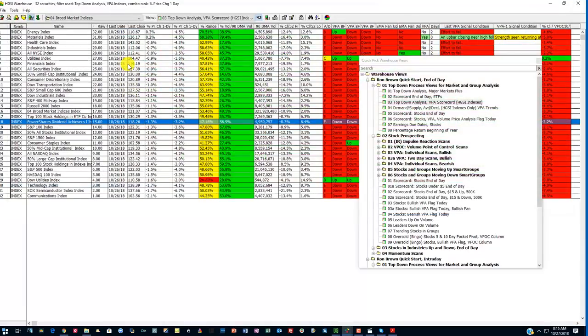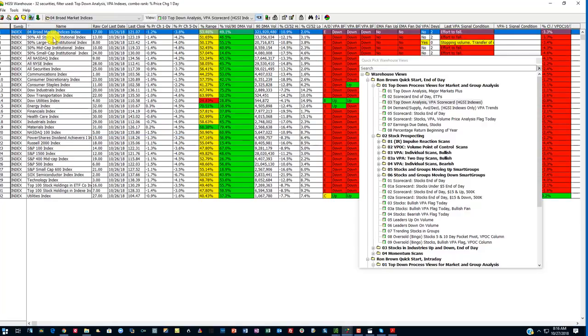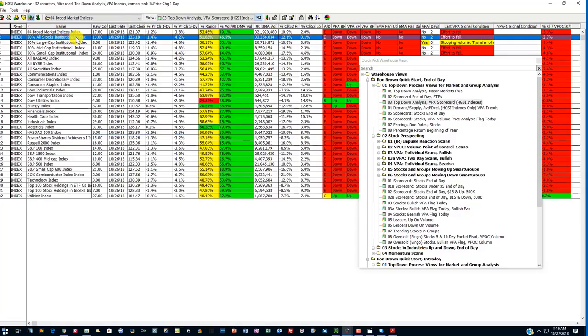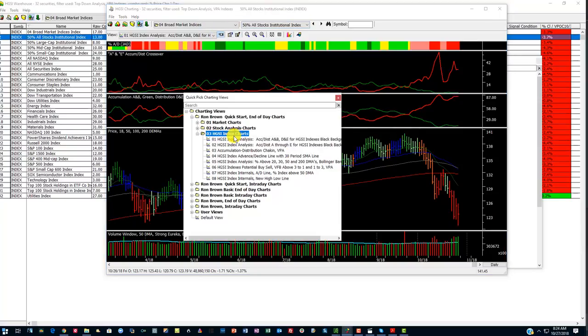I'm going to get out of the ranking module, and I'll sort on name. I want to go to the 50% All Stocks Institutional Index. These are stocks that have at least 50% institutional sponsorship. These are updated today, by the way, so make sure you download the add-on. Anyway, what I've done is I've gone directly into the HGSI index charts under end-of-day charts, and I'll run through this chart very quickly.